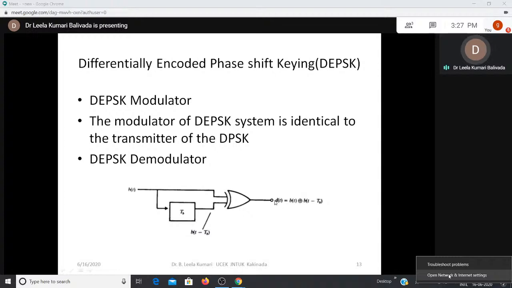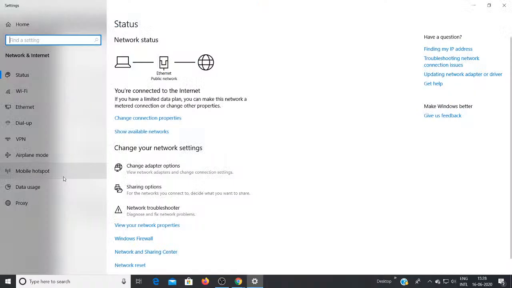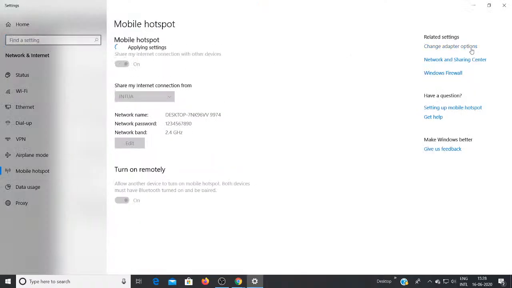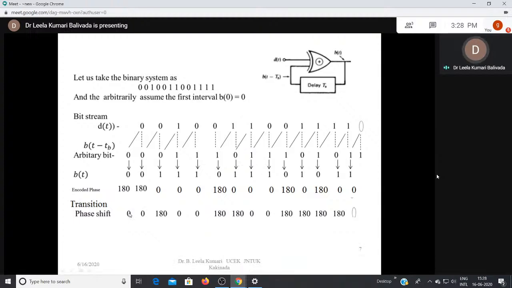Since D of t is the exclusive OR of B of t and B of t minus TB, if B of t equals B of t minus TB, then B of t did not change level, and therefore the transmitted bit D of t equals 0. When both are the same, D of t equals 0 and the transition phase shift is 0. So 0 phase shift indicates the bit is logic 0.